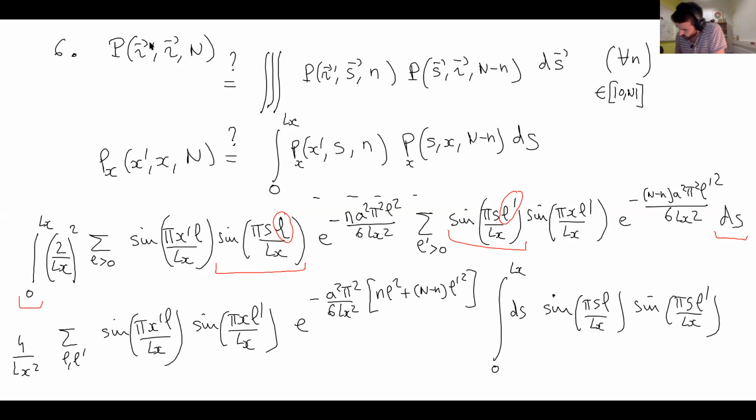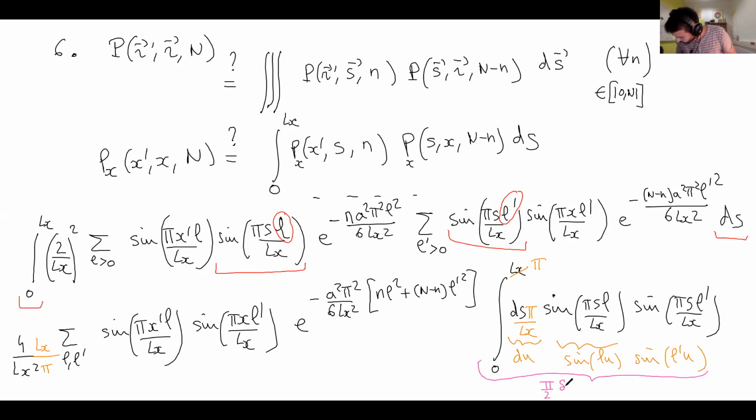Let me just do one change of variable. So we see that the good variable is in fact S pi over Lx, so I can multiply by pi over Lx and thus by Lx over pi in front here. And since I'm integrating between 0 and Lx for S, it means that if I change variable, it would be between 0 and pi. This is du. This is sine Lu sine L prime u. All right. And so thanks to the formulas provided, this is a Kronecker times pi over 2. All this is pi over 2 times the Kronecker between L and L prime.